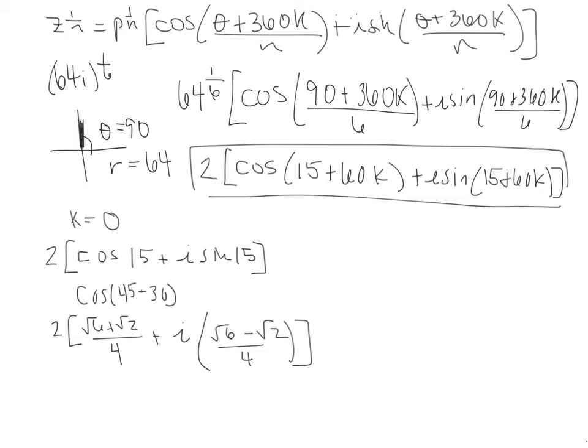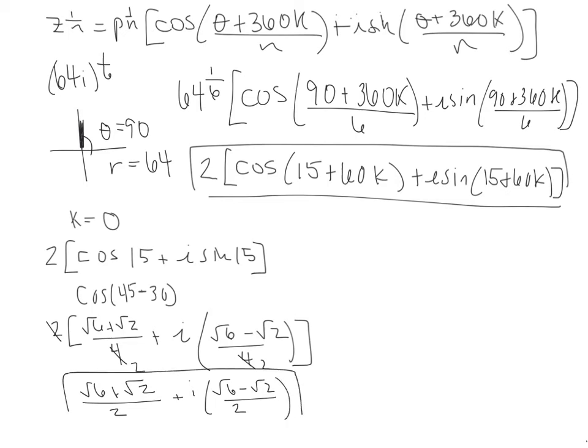And then to clean it up, we're going to multiply through by a 2. This becomes a 2, this becomes a 2, so then we end up getting root 6 plus root 2 all over 2 plus i times root 6 minus root 2 all over 2. Now you can write this in a variety of different ways, but this is the best way to show how the i is split up.